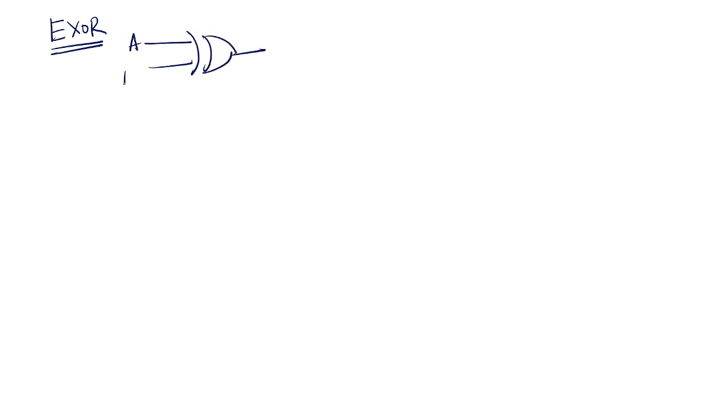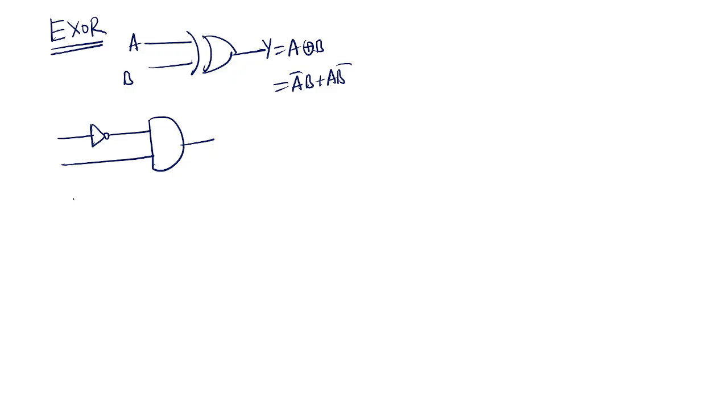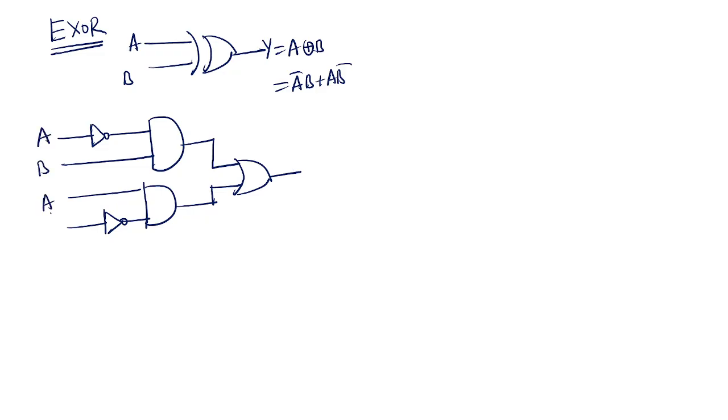So A, B, Y equal to A XOR B. This is A bar B plus A B bar. Now draw it normally. A bar B means A bar is connected with an inverter, and B connected with an AND gate. Again A and B bar, connected with an inverter and an AND gate, and these are connected to the OR gate. So this is A, B. What is the next step? This is step 1. Second step.